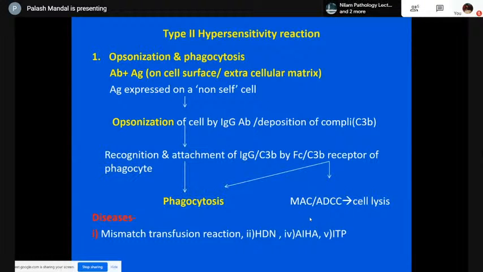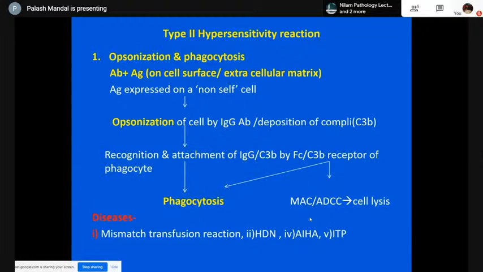As I told you, if the immune system produces antibodies against the body's own cells, that becomes detrimental. So, autoimmune hemolytic anemia, and immune thrombocytopenic purpura. Initially it was known as idiopathic, but now it is known as immune thrombocytopenic purpura, ITP. All these are examples of production of antibodies against the body's own cells by the body's own immune system.